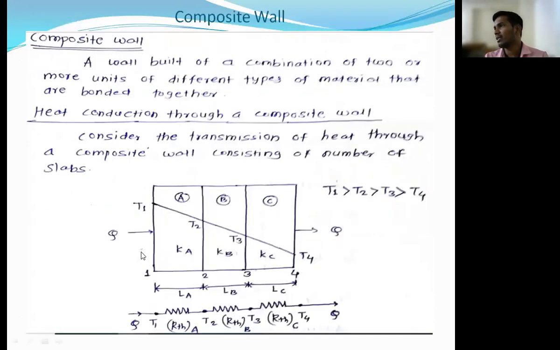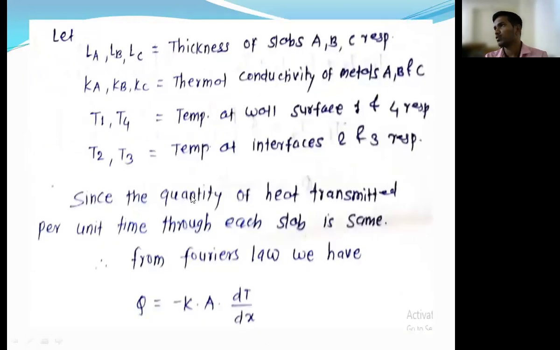Okay, here we have given the names. This is phase 1, phase 2, phase 3 and phase 4. So according to that we have written the temperatures. T1 and T4 is nothing but temperature at wall surface 1 and 4, and T2 and T3 is nothing but temperature at interfaces, that is 2 and 3.